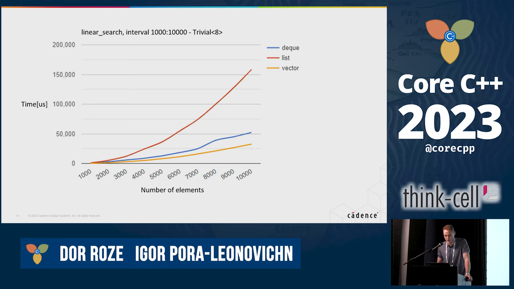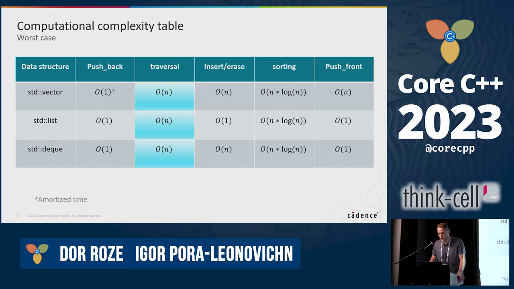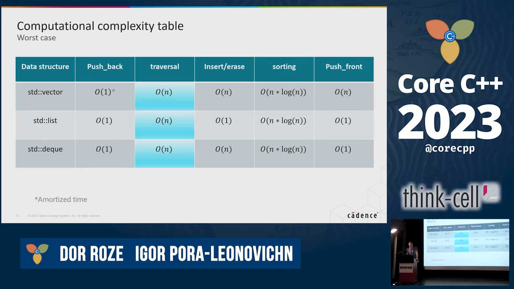The second experiment we did is linear search. In this linear search, we measure different data structures with different numbers of elements, and we simply try to linear search for a random element. Once again, the least performant are the worst. The vector is the clear winner in this case, and the deque is not far away from the vector. If we go back to the complexity table, we expect the vector, list and deque performance to be pretty much the same, but it's not what we see in the real result.